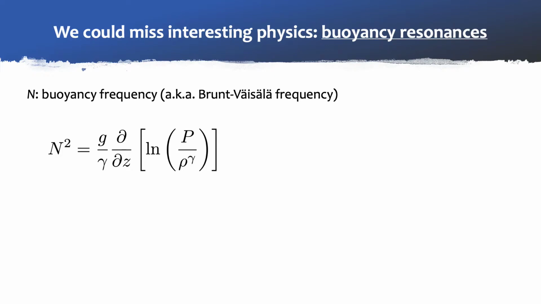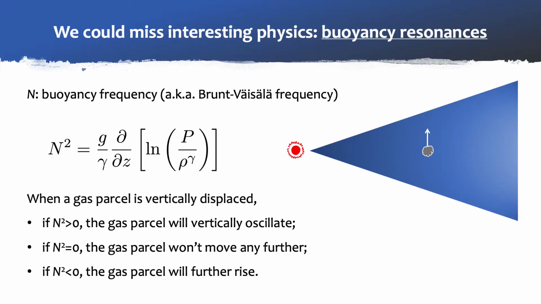So if you look at this equation here, g is the gravity, gamma is the adiabatic index, and in the parenthesis, this is the log of P, the gas pressure, divided by rho, the gas density, to the power of gamma. So this is what is called the buoyancy frequency.